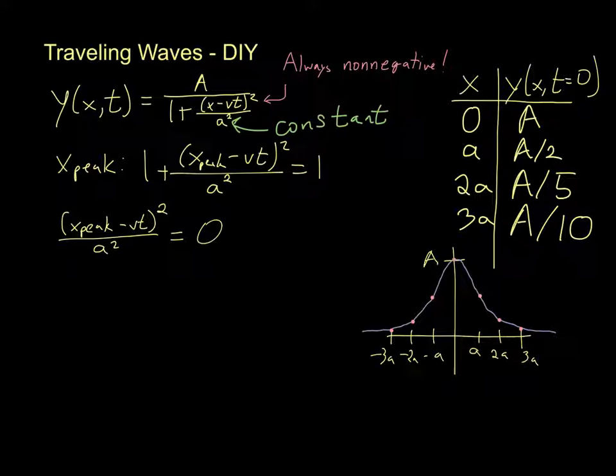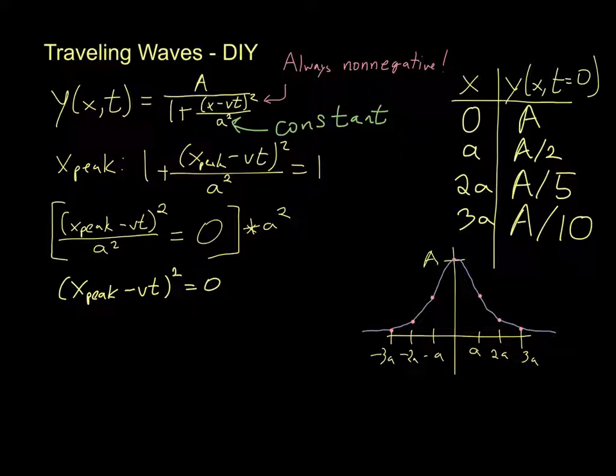So we're going to set that equal to 0, and we will solve for x at the peak when t is non-zero. So all we do is we cancel out the a squared, so we can multiply both sides by a squared, and that gets us just x minus vt quantity squared. That term is 0 when the inside term is 0, so just x minus vt has to be 0. And now we add vt to both sides, and we see that x peak is equal to vt.